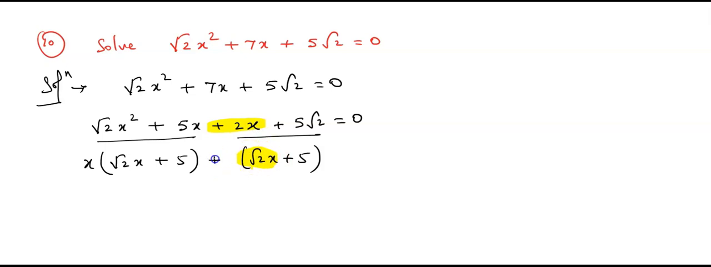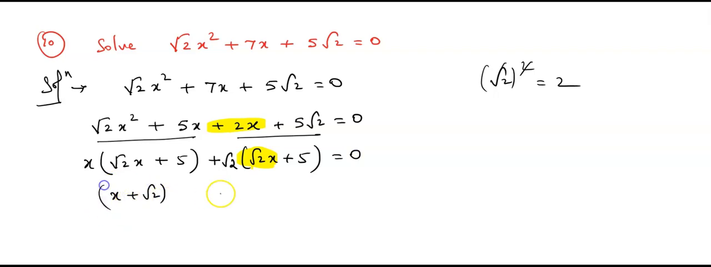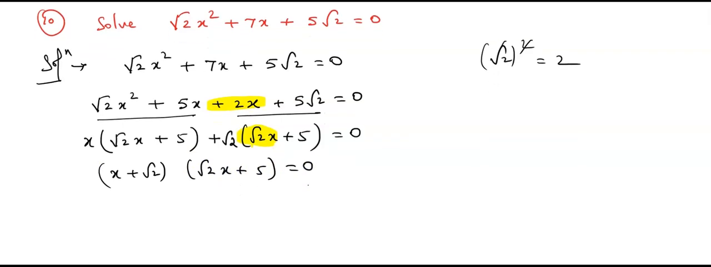Plus into plus is plus. √2 into √2 is √2 whole square, as I have said before. If it is √2 whole square, square and square root get cancelled, so left out is 2. So you can see here the highlighted area, that is plus 2x. Plus into plus is plus, √2 into 5, 5√2. Yes, we got the factors, that is equals to 0. What is outside? x, here plus √2, and here √2x + 5 = 0.